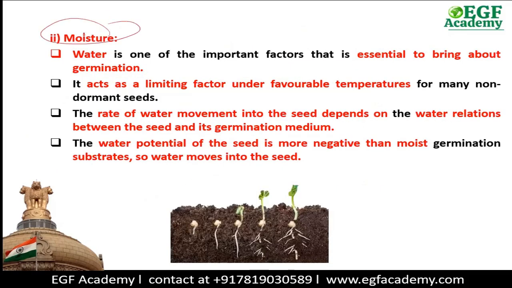Then next is moisture. So moisture is very important. We have seen that when the seed gets water, only then the enzymatic activities start inside it. Only then it will germinate. So water acts as a limiting factor. That is, if the temperature is also favorable, optimum temperature is available, nutrients are also available, but if the water is not available, then seed will not germinate. So water is very important.